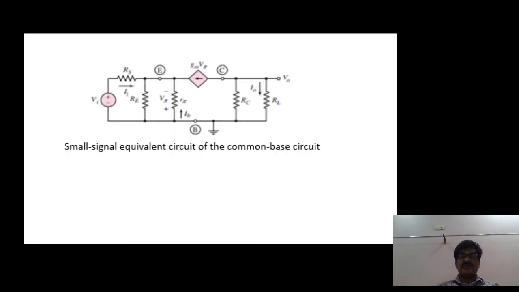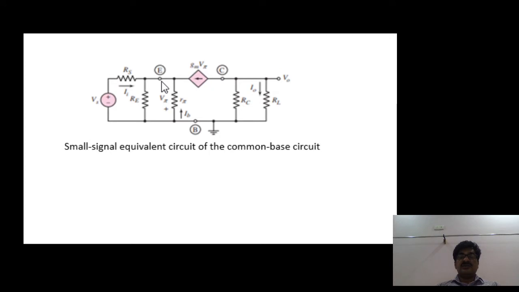Now I am replacing the transistor with the equivalent model. What is the equivalent circuit for the transistor? The equivalent circuit which I am using here is the hybrid pi model. Okay, in the hybrid pi model, from base to emitter, R pi resistor is used, and from collector we have the current source with the value gm V pi, and from emitter no element.